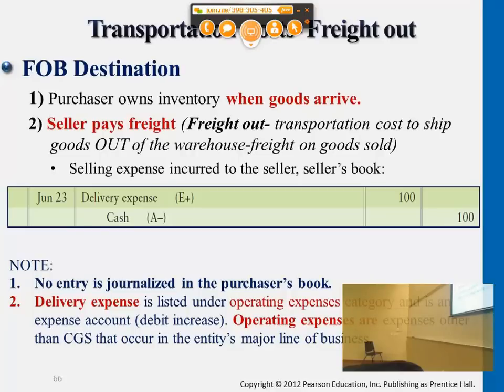And we'll go over a few other operating expenses. So this term is also new for this chapter. We'll be separating expenses into two different categories, and delivery expense is part of the operating expenses.